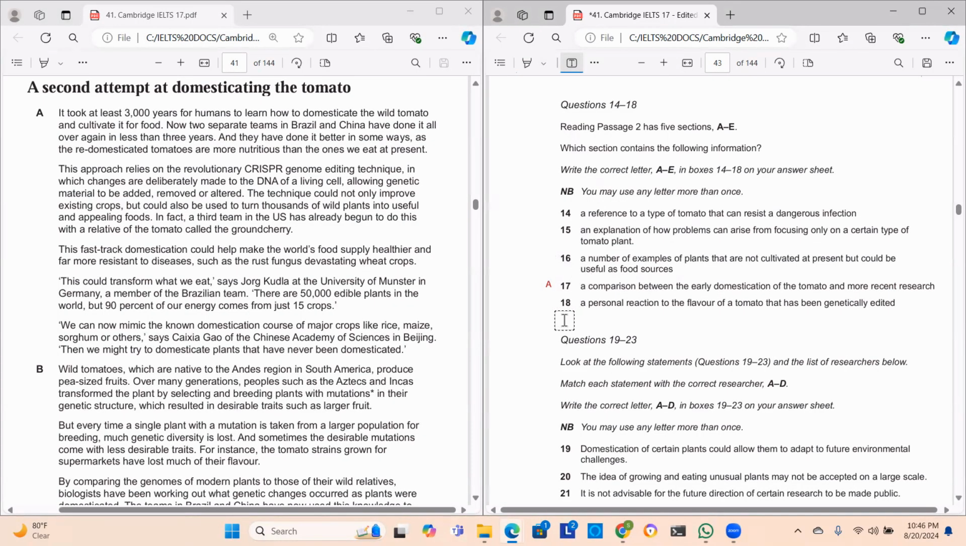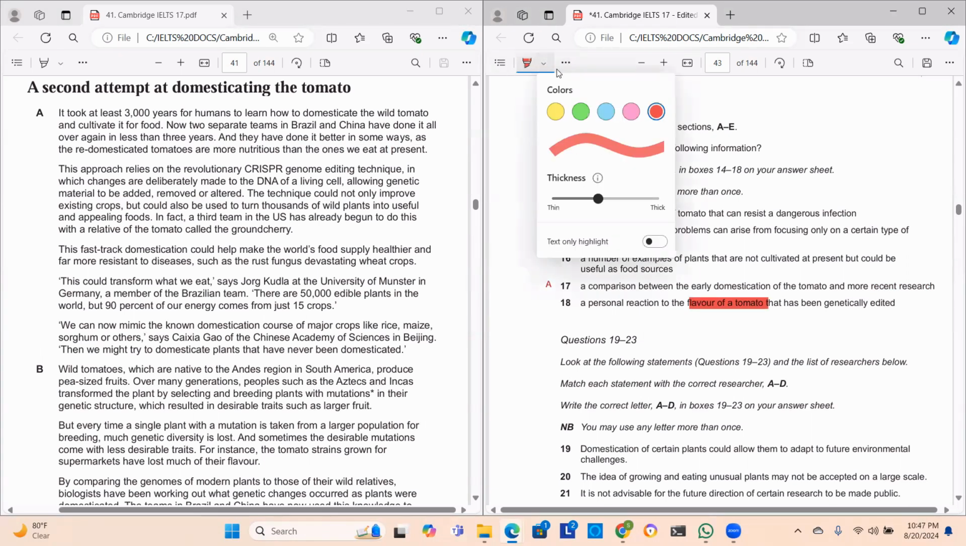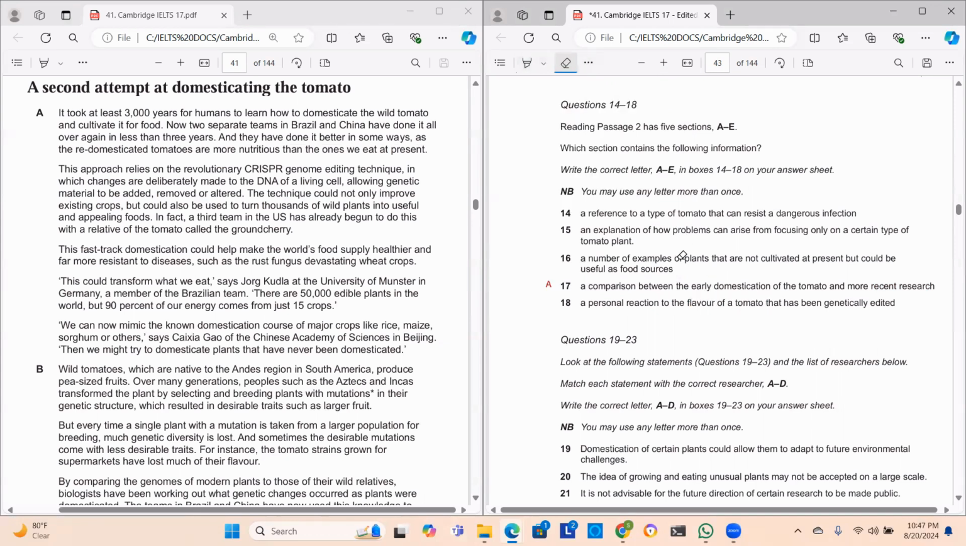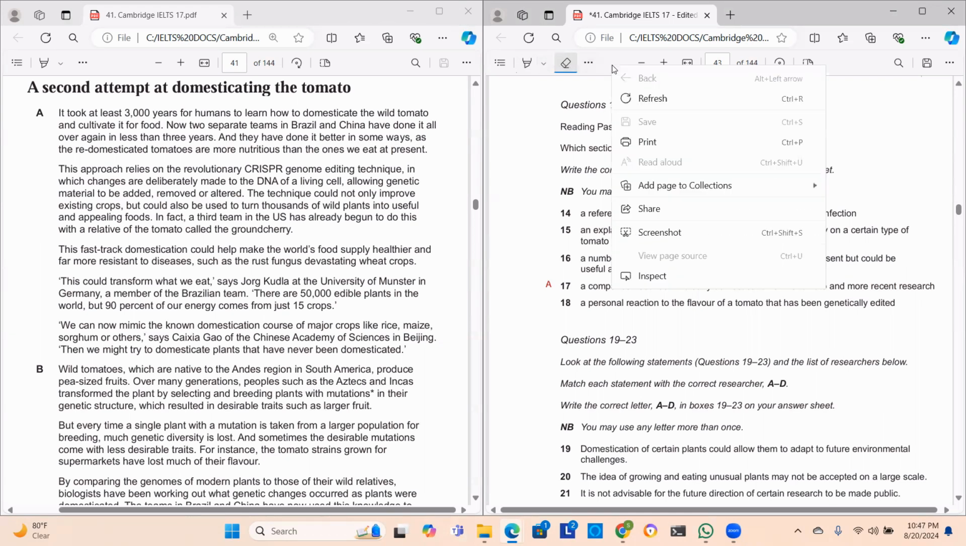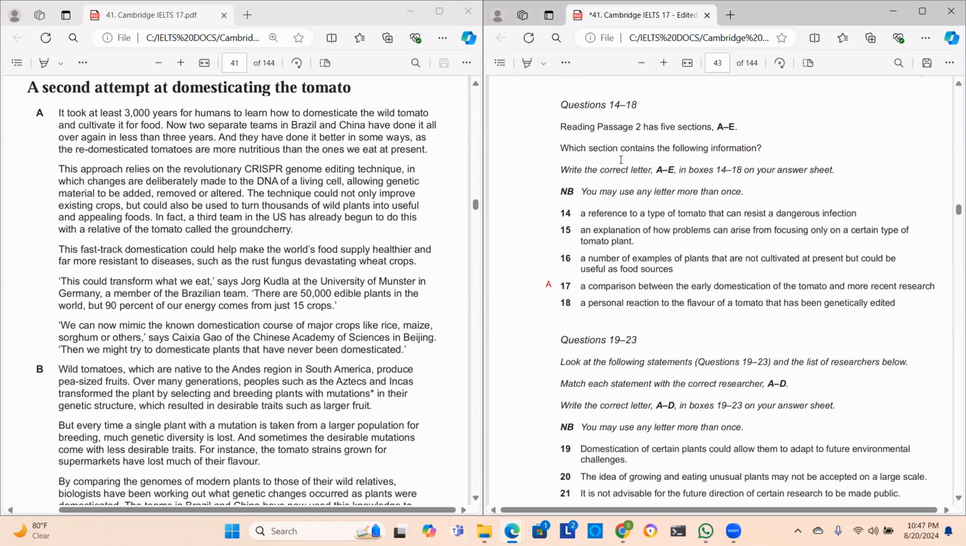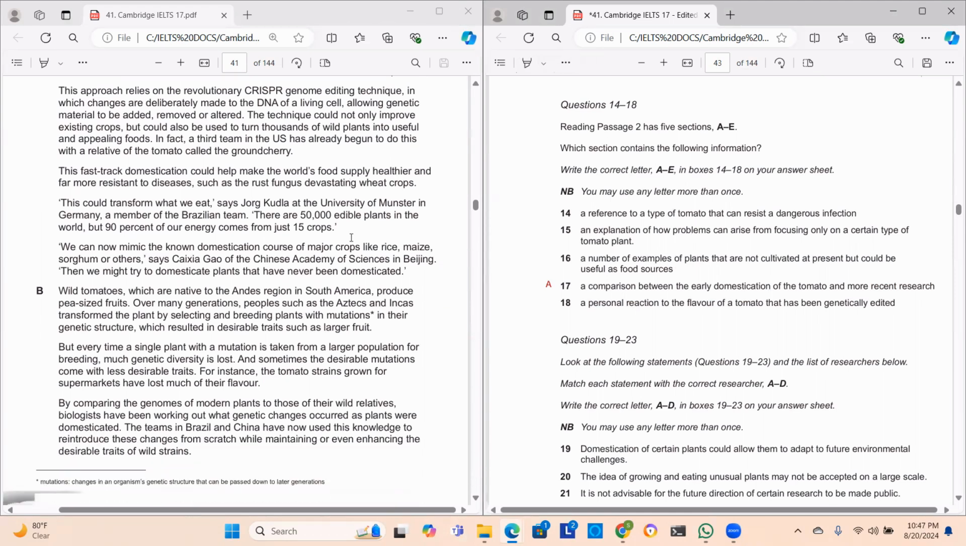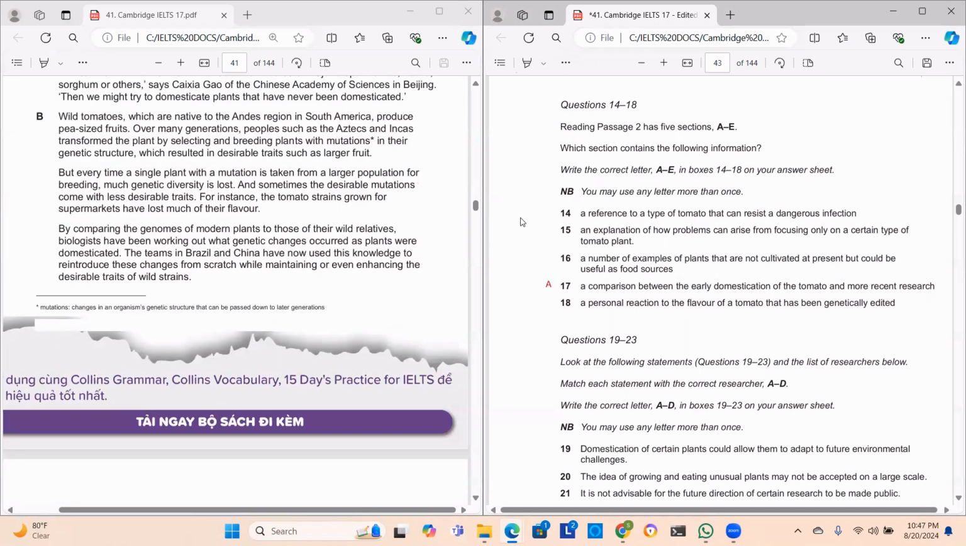Okay. Let's read the 18th one now. A personal reaction to the flavor of a tomato that has been genetically edited. Did we read anything about the flavor of a tomato or any personal reaction here? No, right? Did we read anything about the flavor of a tomato? No. Any personal reaction here? No. So I don't think 18 is matching with anything in paragraph A, right? So let's move to the next paragraph and read B and try to match B with the remaining questions.